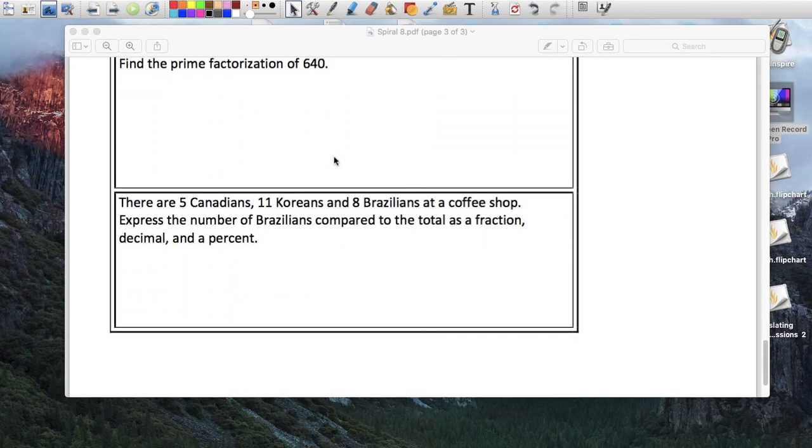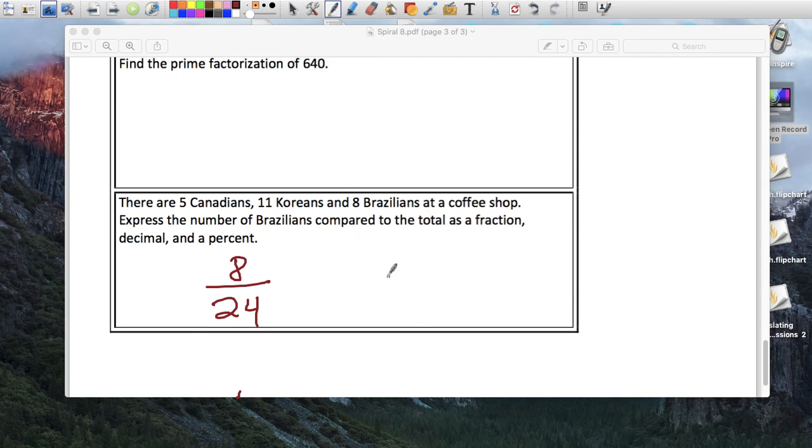There are 5 Canadians, 11 Koreans, and 8 Brazilians at a coffee shop. Jeez. Express the number of Brazilians compared to the total as a fraction, decimal, and percent. Okay, so we want to know the number of Brazilians. Well, there are 8 Brazilians out of what? As a fraction, how many people are here? 5 plus 11 is 16. 16 plus 8 is 24. So that's what my fraction looks like.